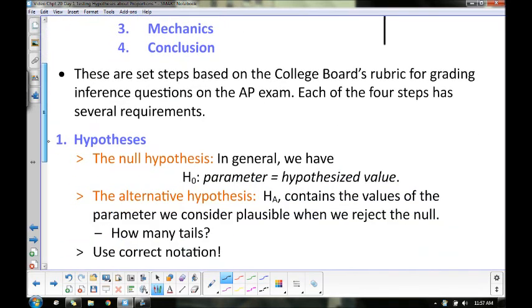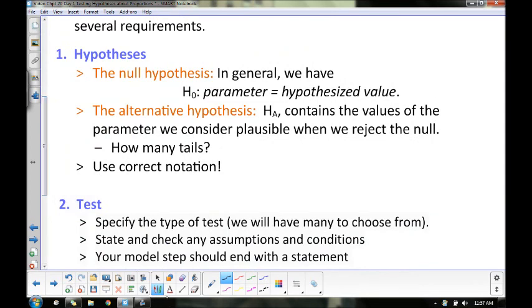So what are all the requirements for each of those steps? The hypothesis must be your null hypothesis, where you state H sub 0, colon, the parameter is the hypothesized value. You can either write that out in words or you can write that out in symbols. We're saying p is equal to whatnot.